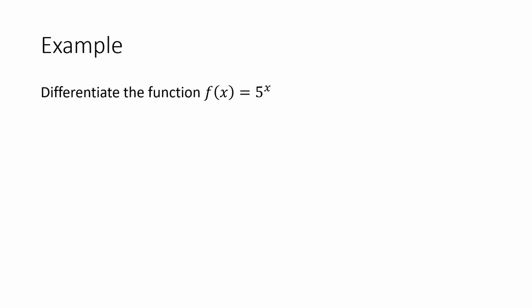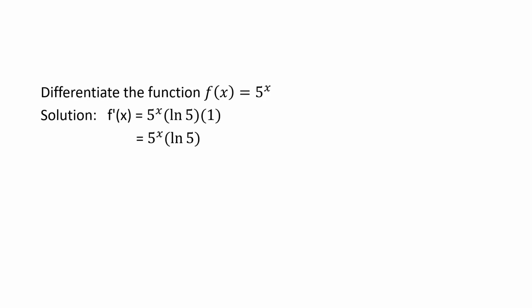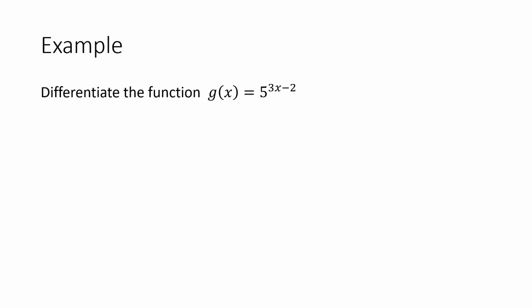Now let's differentiate this function here. If f of x is 5 to the x, then f prime x is simply determined by restating the function exactly as it is, multiplying by the natural logarithm of the base of the exponent, so ln 5, and then multiplying by the derivative of the exponent itself. Well, the exponent itself is x, so the derivative of that is 1. So we get 5 to the x times ln 5 times 1, or in other words, we can say the derivative is simply 5 to the x ln 5.